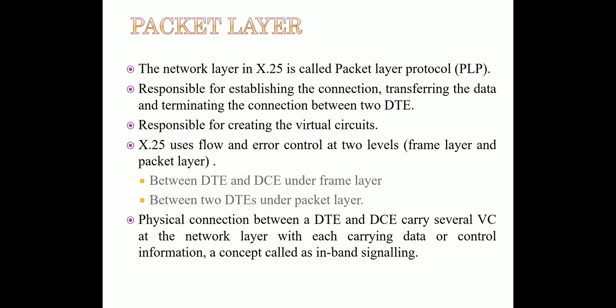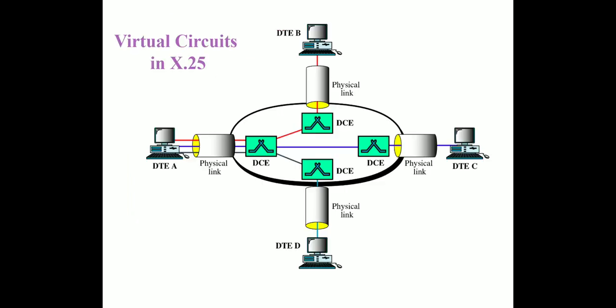Now there's a concept called in-band signaling. What it means is, one physical connection between a DTE and a DCE can have many virtual circuits, and each of these virtual circuits can carry data and control information. This concept is called in-band signaling. Over here, you can see from DTE A, you have one physical link, but there are three virtual circuits: one red, one blue, and one black. With these virtual circuits, DTE A is able to communicate with DTE B, C, and D. So this is what I meant. It's just one physical link, but many virtual circuits in that physical link, and that is called in-band signaling.